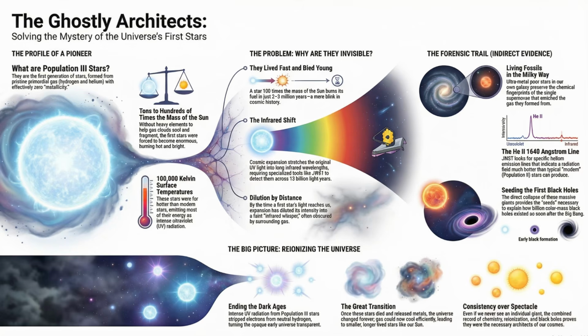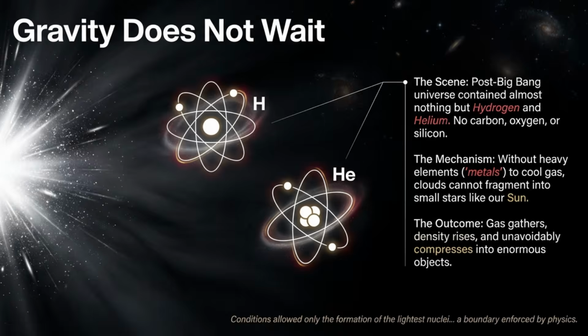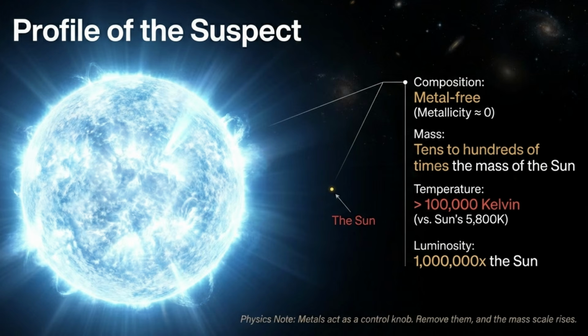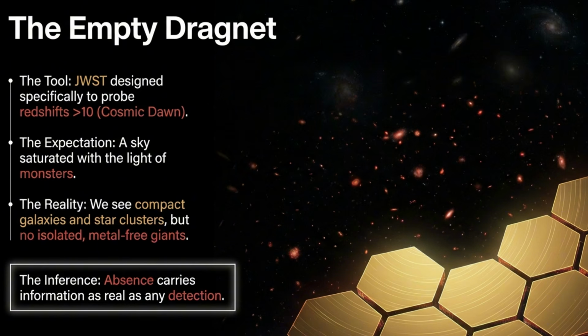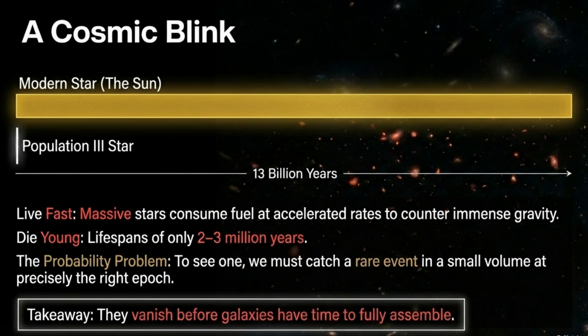After the universe cooled from the Big Bang, precise measurements show it contained almost nothing but hydrogen and helium. Under those conditions, gravity does not wait. Gas gathers density, rises, and collapse follows. Without heavier elements to release heat efficiently, those collapsing regions could not fragment into small stars. They had to form enormous ones. Instead, objects tens to hundreds of times the mass of the Sun, burning hot, bright, and brief.